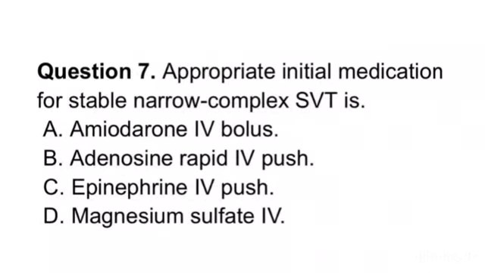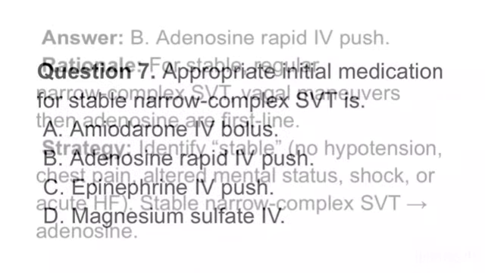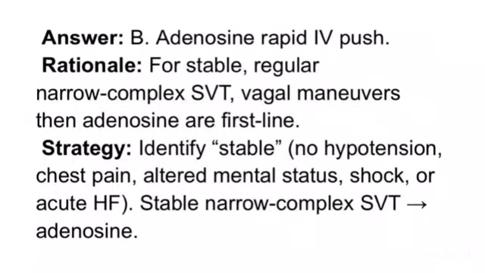Question 7. Appropriate initial medication for stable narrow complex SVT is A. Amiodarone IV bolus, B. Adenosine rapid IV push, C. Epinephrine IV push, D. Magnesium sulfate IV. Answer: B. Adenosine rapid IV push.